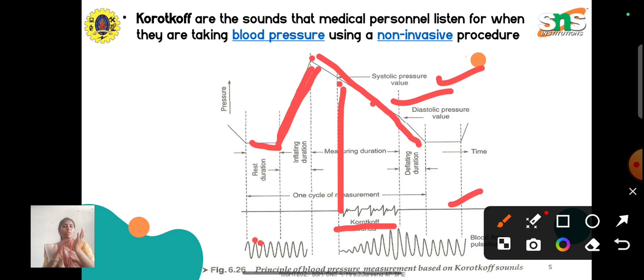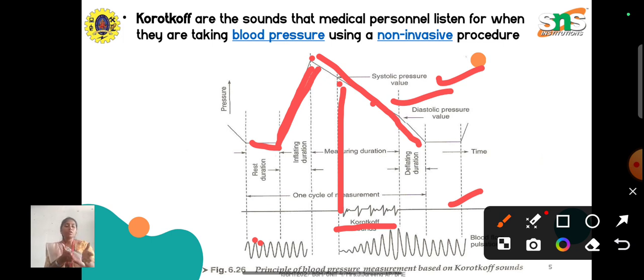So before that, during the resting time and during the inflation of the cuff, you are not going to hear any kind of sound. In the resting state the blood is flowing normally without any disturbance, so you are not going to hear any sound. And during inflation the blood vessel is starting to shrink, so occlusion is happening and obviously there won't be any proper flow. Due to this again there won't be any sound.